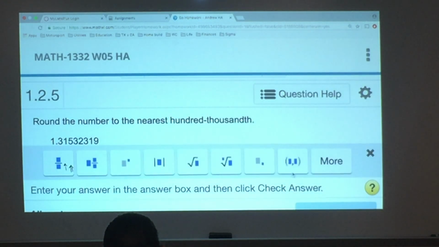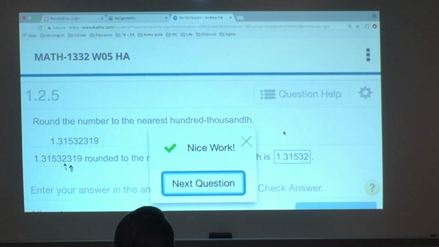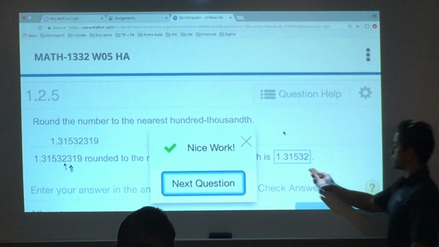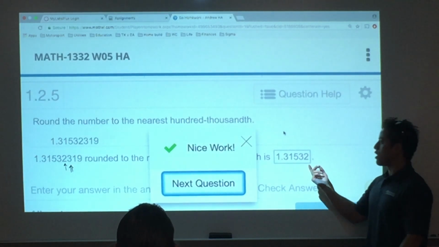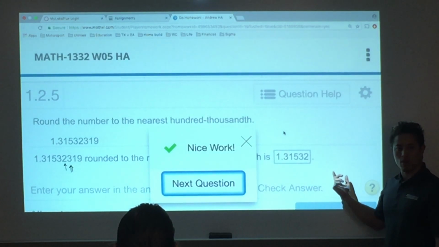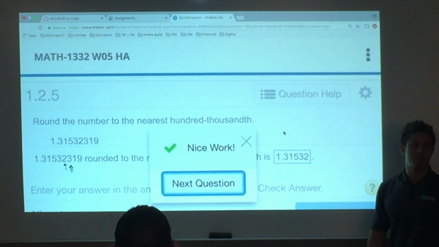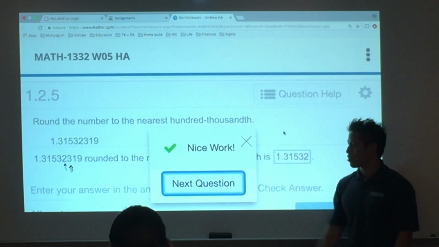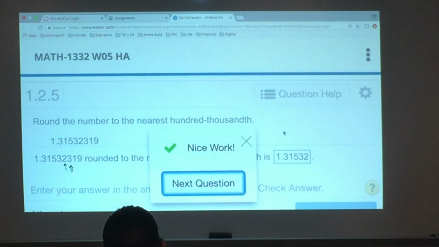And then you can decide how you want to enter that. 1.31532. I'm going to put it in without the zeros. And so there it is. If you wanted to throw in the extra zeros, you certainly could have, but is it necessary? Not really. And this is a little bit cleaner. Again, don't ever do that with whole numbers. Any questions about what we've done so far?